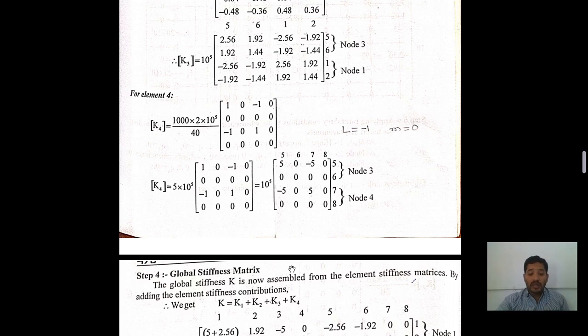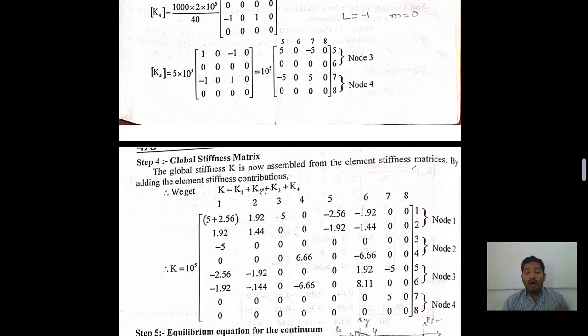So in the global stiffness matrix, we need to add all the elemental stiffness matrices. The global stiffness matrix is the sum of K1 plus K2 plus K3 plus K4. K1 is the elemental stiffness matrix for the first element, K2 is the elemental stiffness matrix for the second element, K3 is the elemental stiffness matrix for the third element, and K4 is the elemental stiffness matrix for the fourth element.